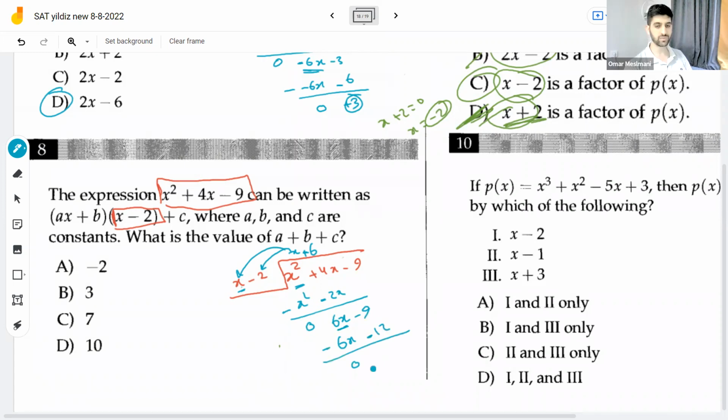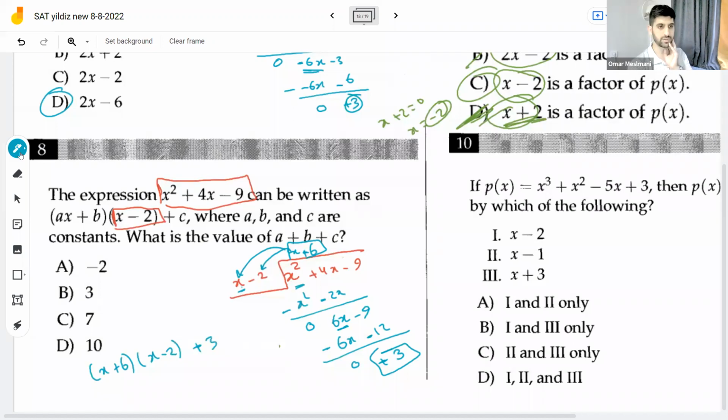Minus 9 plus 12, who knows? Minus 9 plus 12? 3 or 4? 3, right. So at the end, it means that it's x plus 6 multiplied by x minus 2, plus 3.